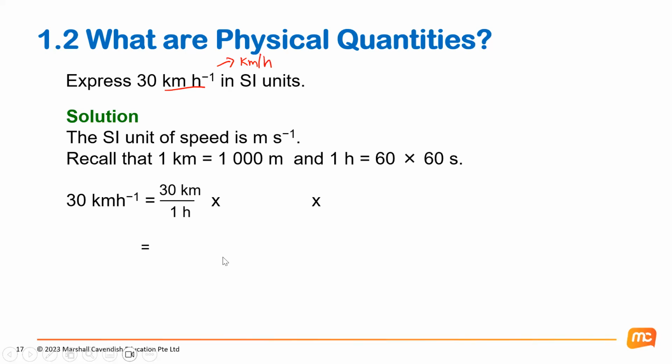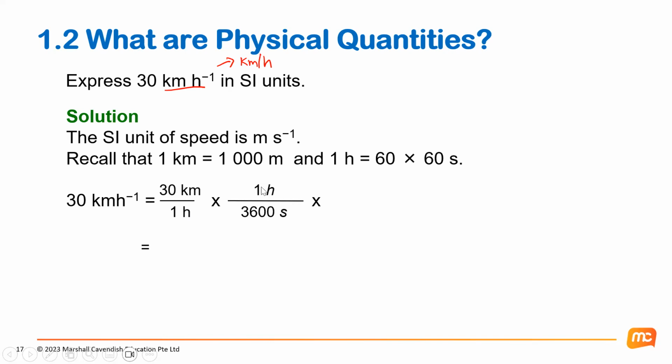So how do I make it to be 1? So you can take a look. I do 1 hour. Okay, let's say I want to get rid of my hours first. It doesn't matter if you want to get rid of kilometers or hours first. So I want to get rid of hours first.